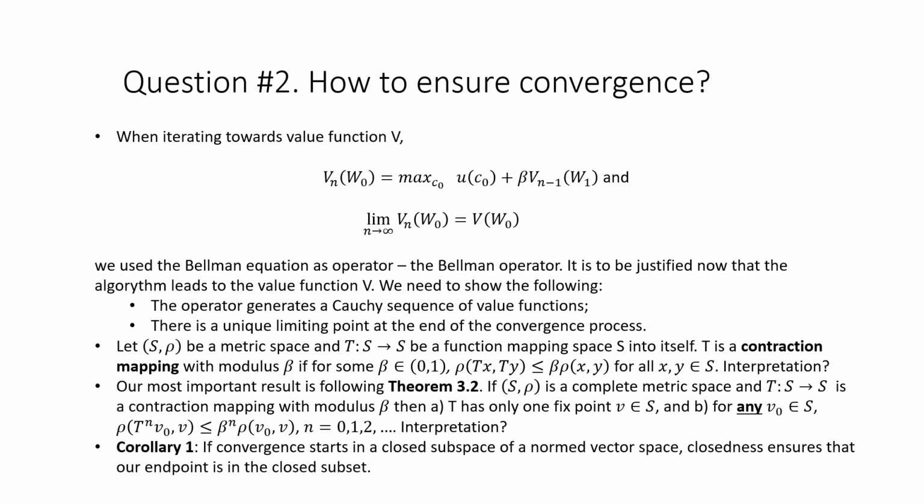We will need to show the following two things, and we will discuss it at length, but without providing the proofs. The proofs are in the book. Please go to the book. So the Bellman operator, the Bellman equation as the operator, generates a Cauchy sequence of value functions. This is the first thing to know. And the other thing to know and learn, there is a unique limiting point at the end of the convergence process.